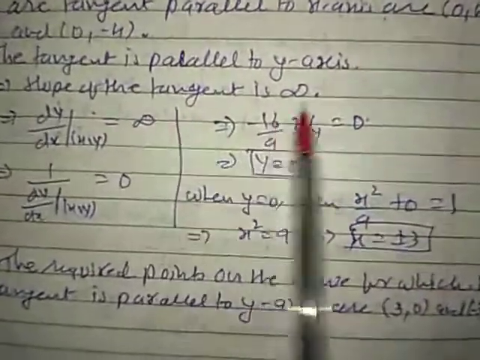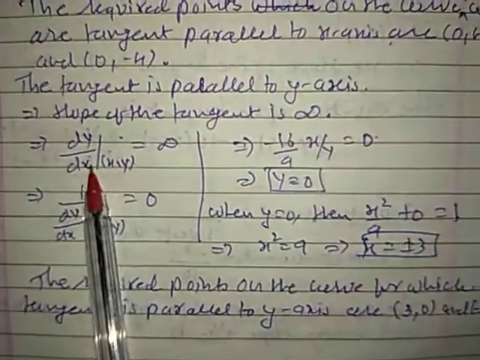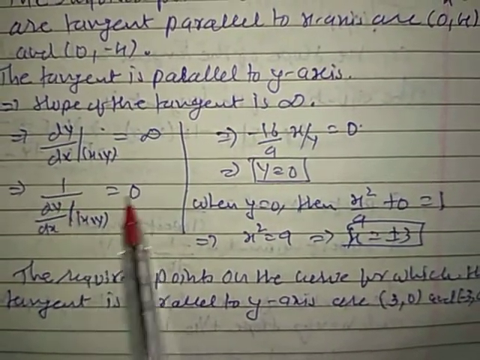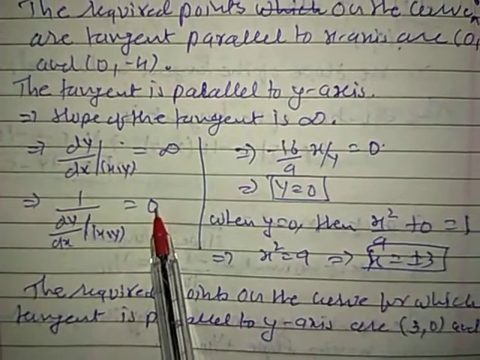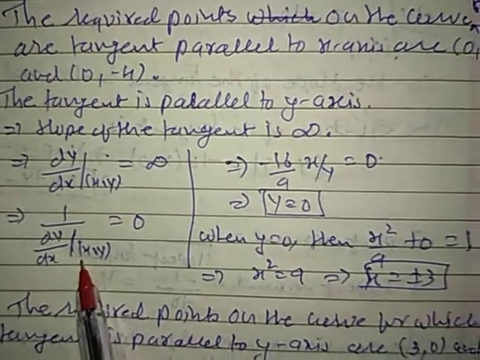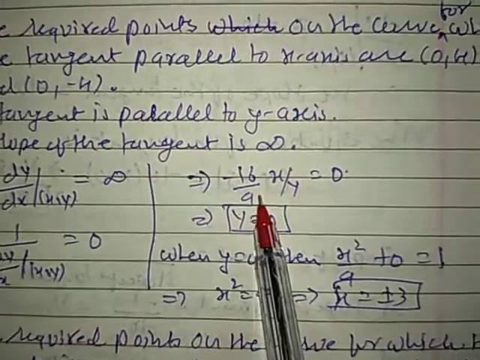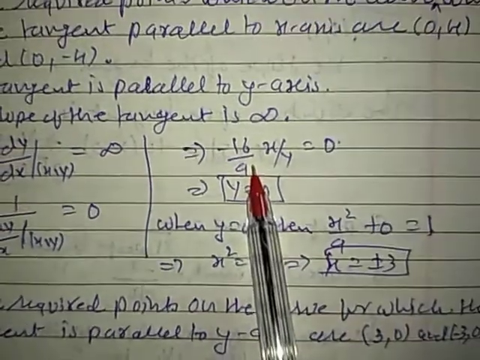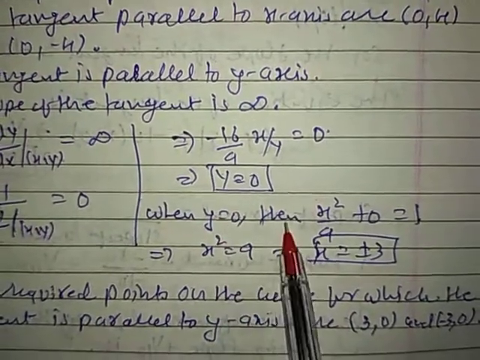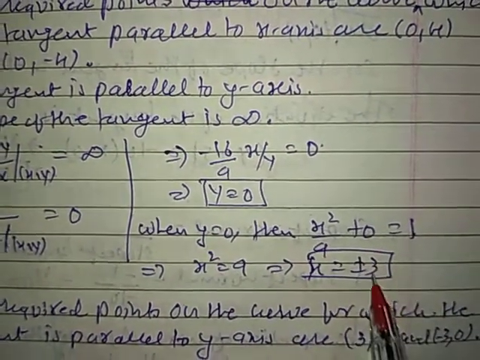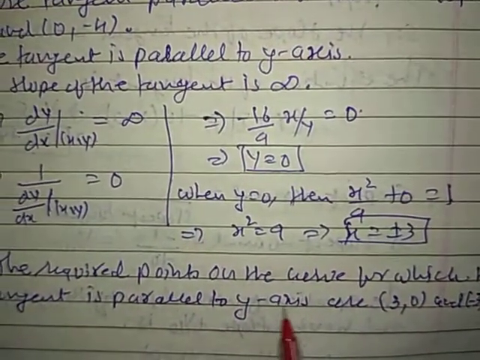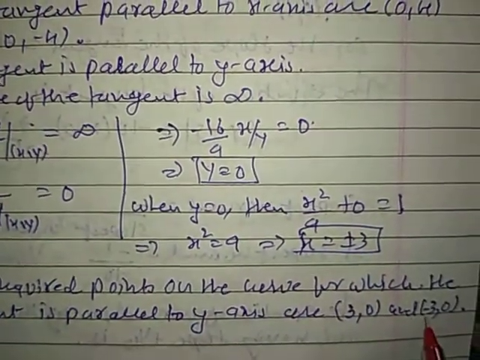Slope of a tangent is equal to infinity. If dy by dx is infinity, it means 1 upon dy by dx will tend to 0. You have to do it like this: if it is infinity, then you take 1 upon dy by dx. You already found dy by dx, so if you take 1 upon it, the inverse, you get y is equal to 0. When y is equal to 0, substitute in the given equation and you will get x equal to plus minus 3. So the required points on the curve for which the tangent is parallel to y-axis are (3, 0) and (minus 3, 0).